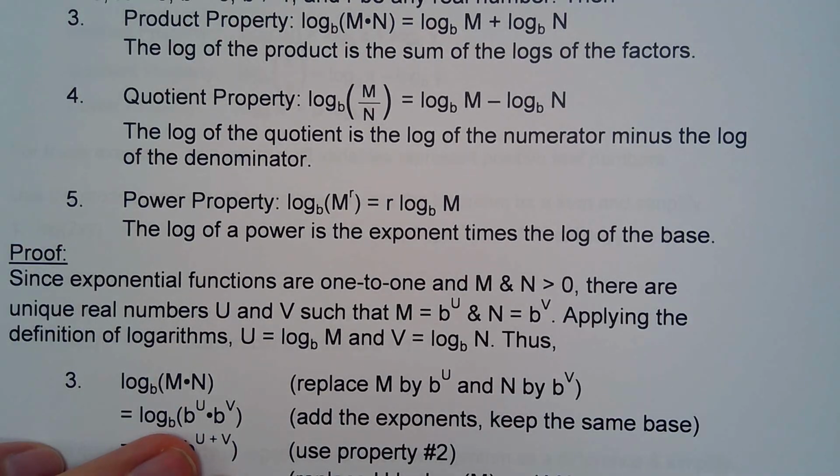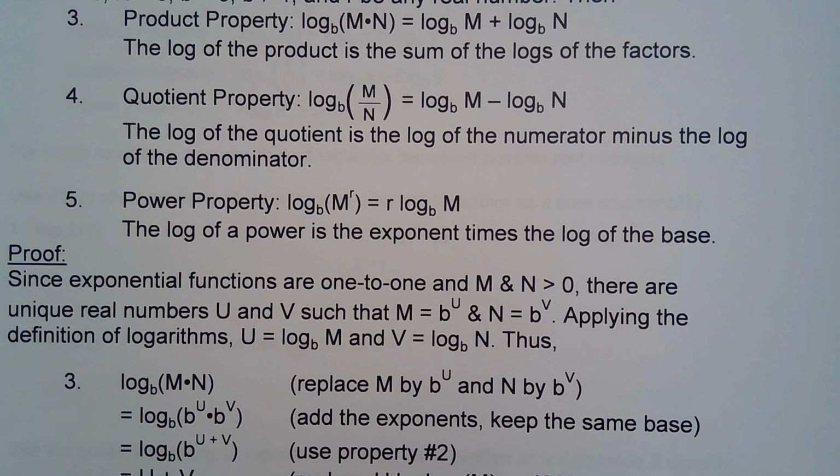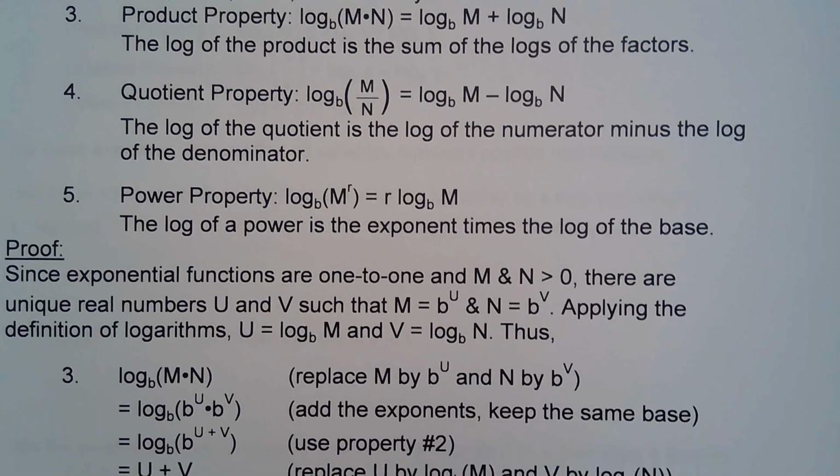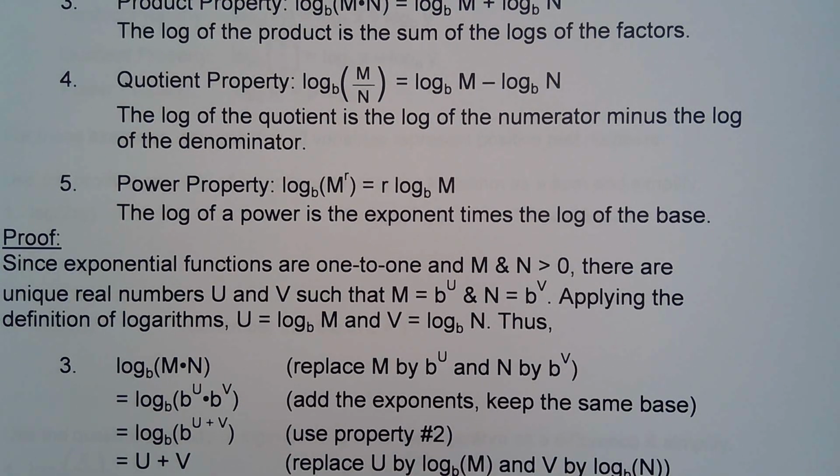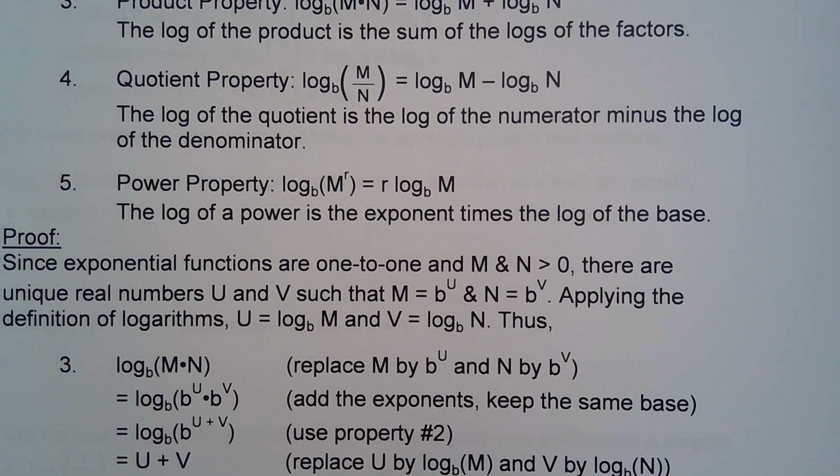Quotient rule. Log base b of m over n equals log base b of m minus log base b of n. The log of a quotient is the log of the numerator minus the log of the denominator. And we have the power rule. Log base b of m to the r equals r times log base b of m. The log of a power is the exponent times the log of the base.